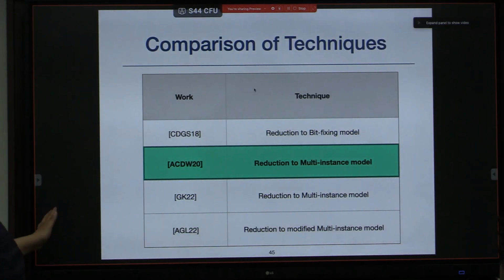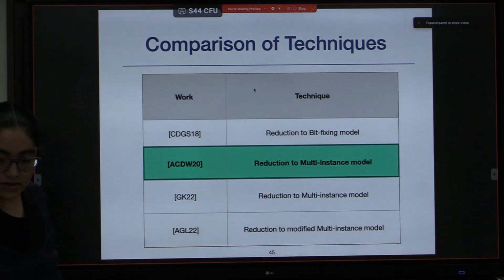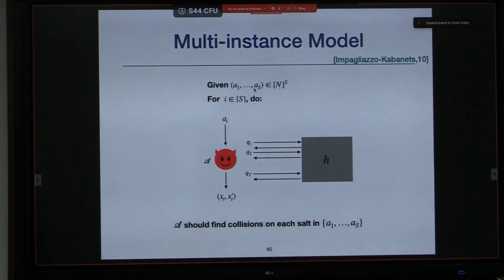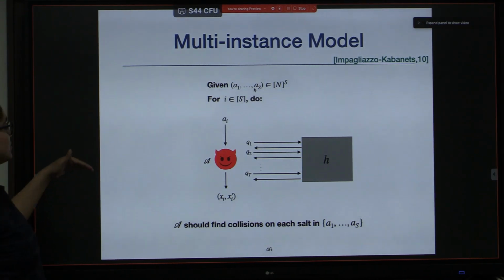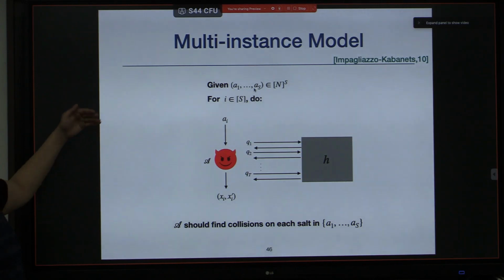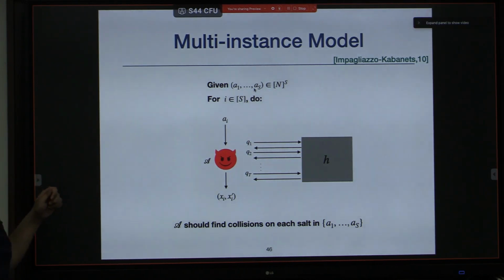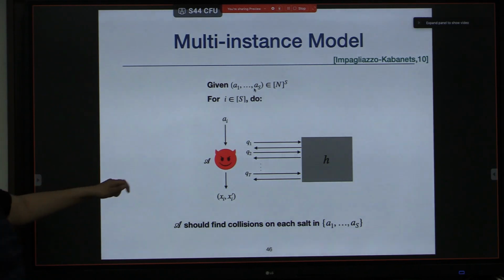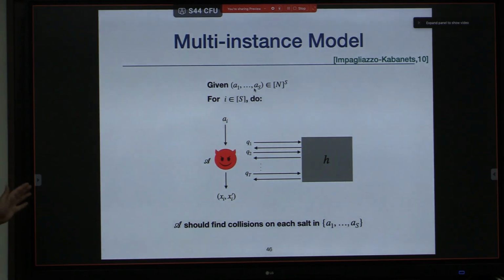So we reduced it to another model, the multi-instance model, which is this. Now there is no offline phase, there is only an online phase where the adversary gets instances of the problem. It gets one salt, it is allowed to make T queries to the compression function, and it has to find a collision on this salt. Then it gets another salt, and this is repeated S times. In order to win, the adversary has to win in every instance, finding a collision on all S salts.